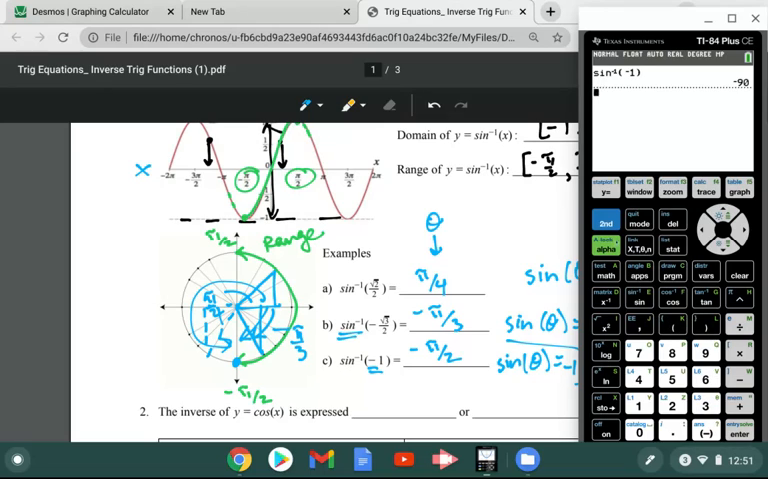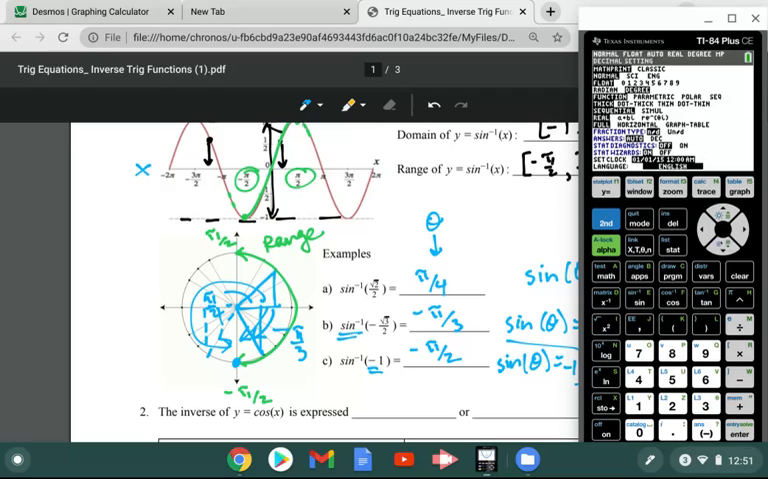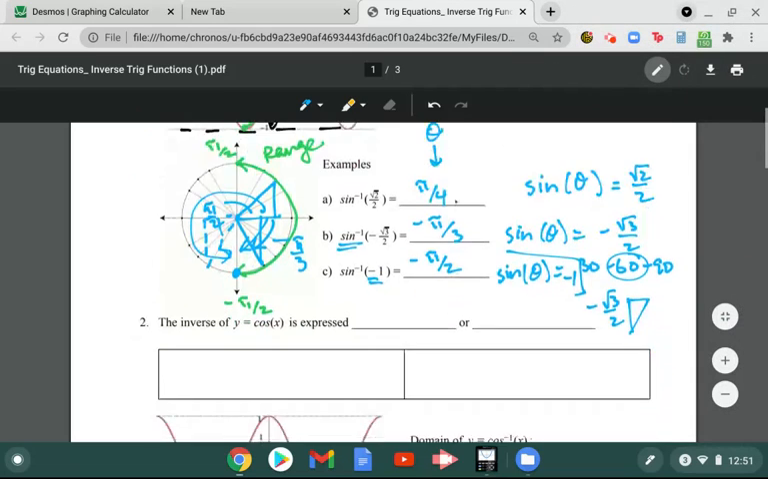If I were to do the sine inverse of negative radical 3 over 2, it's going to do the same thing. It's picking that well-defined output that is within that range that we've defined, and it's going to give me negative 60 degrees, or negative pi thirds. So don't forget, I'm going to go ahead and put my mode back into radians. It's such an easy mistake to make, so I'll put that back into radians just so I don't forget. Okay, back to our worksheet.